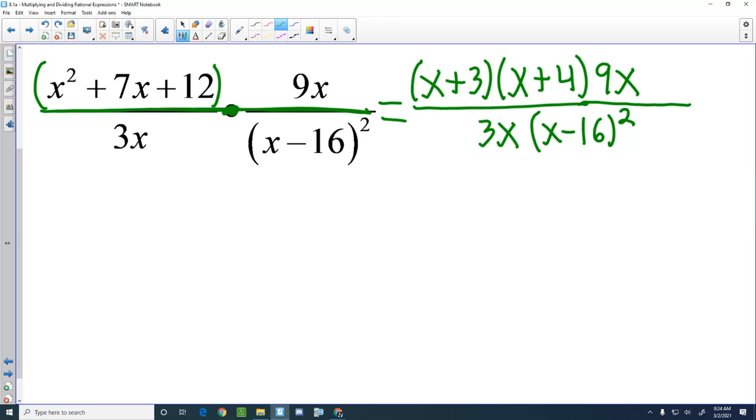And I can't just distribute that exponent either, because I'd have to multiply them side by side and then FOIL it out or whatever. So we're going to leave that as (x − 16) squared. All right, does anything cancel out?